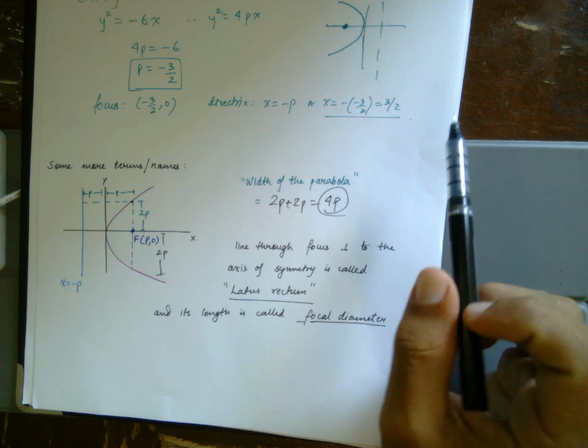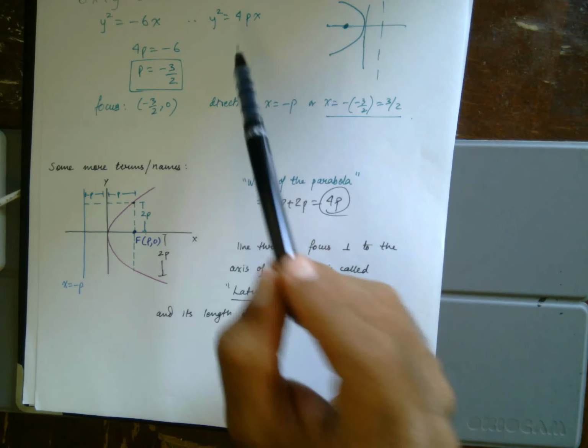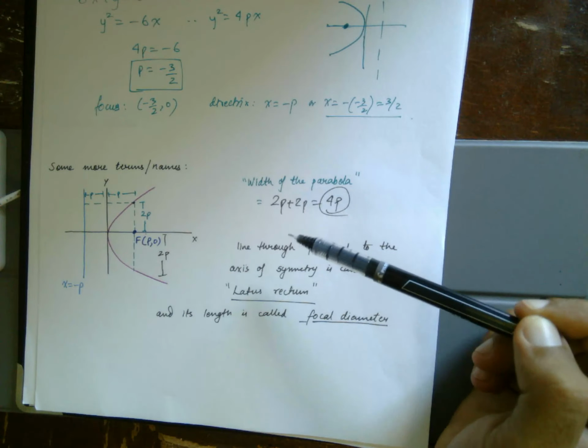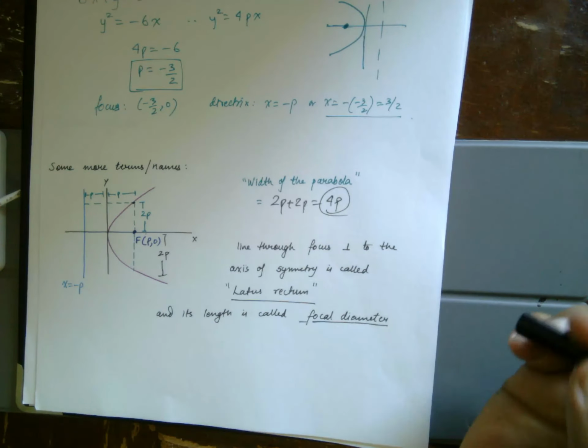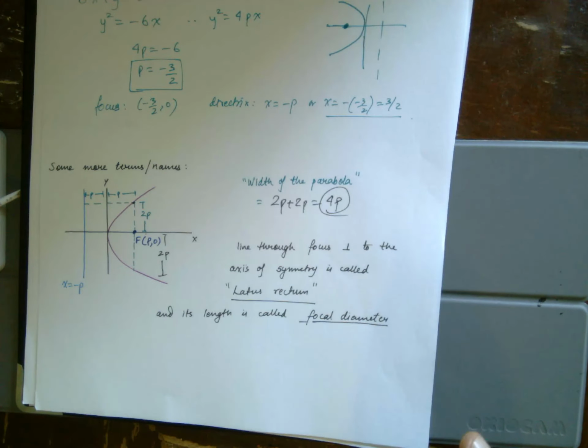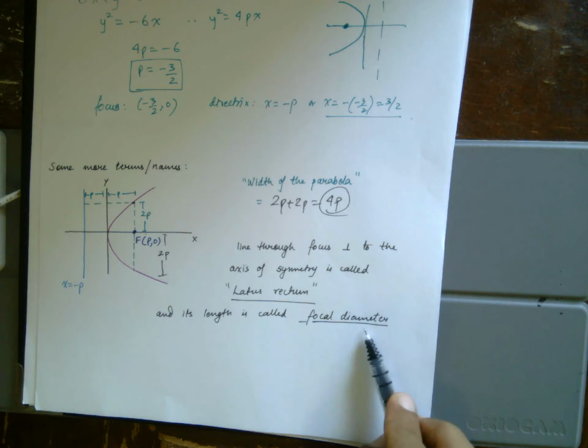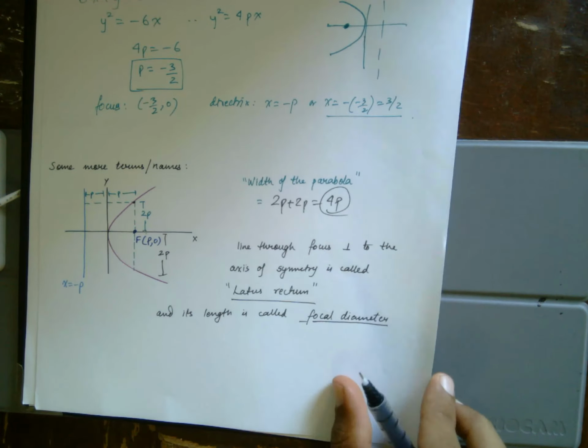So you see how this 4p sort of figures in our equation, yeah? So it conveys something important, which is the width of the parabola. Now where we use this is, when we try to find equations, we may be given some information in the form of the focal diameter, also the width of the parabola.